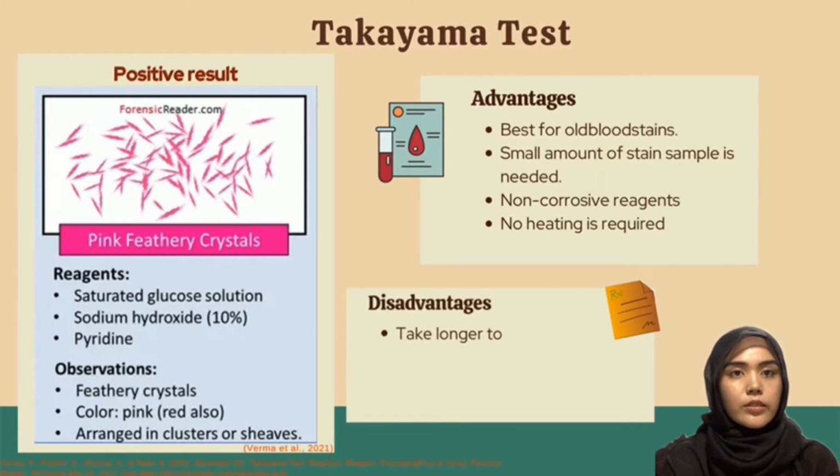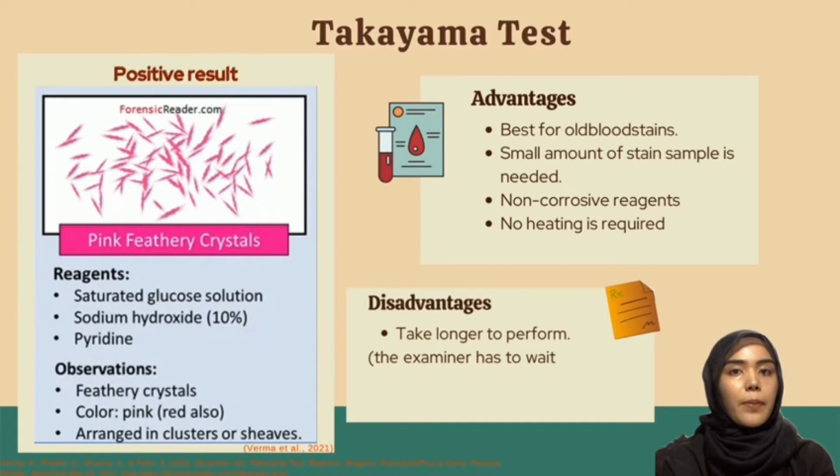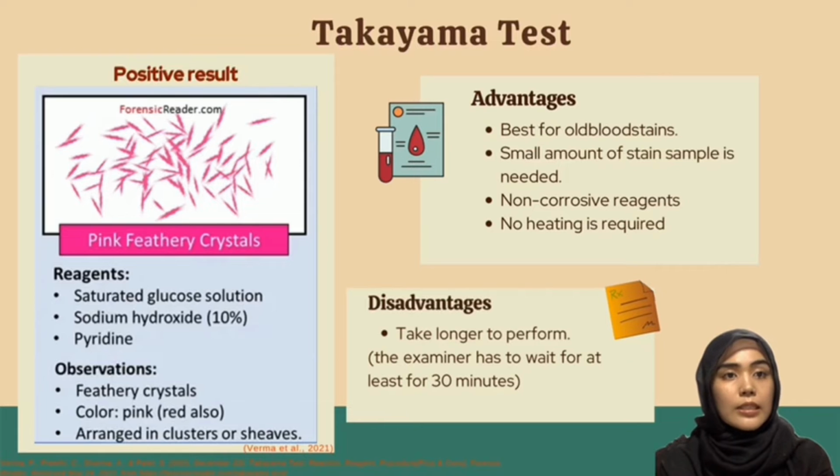Meanwhile, the disadvantage of using this test is that it requires a longer time to perform compared to the attachment test. For this test, the examiner has to wait for at least 30 minutes to get an accurate result.